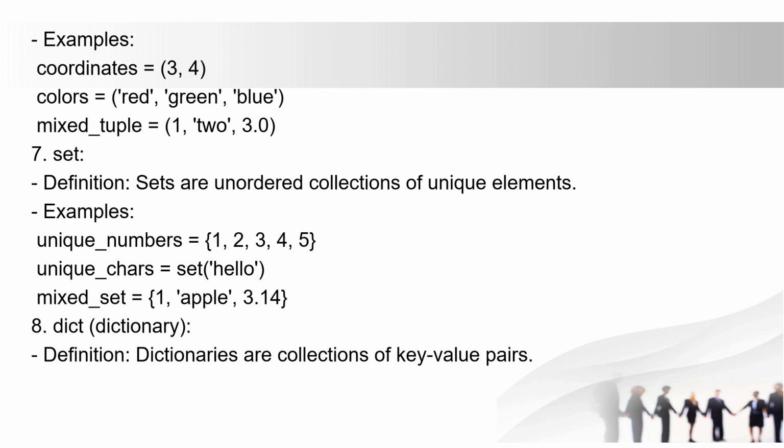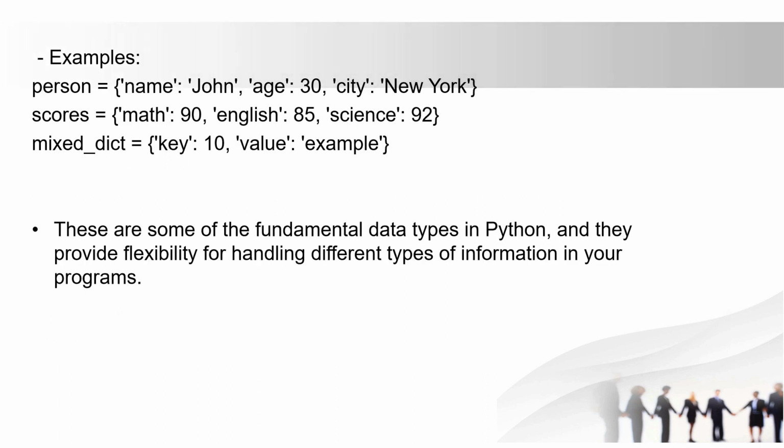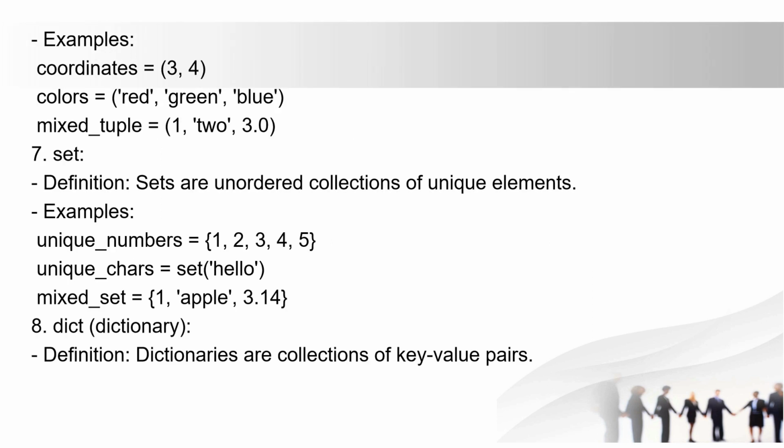Next one, set. Sets are unordered collections of unique elements. In this way, unique numbers, unique characters, and a mixed set. Dictionary. Dictionaries are collections of key value pairs. Examples: person, scores, and a mixed dictionary can also be given. These are some of the fundamental data types in Python, and they provide flexibility for handling different types of information in your programs.